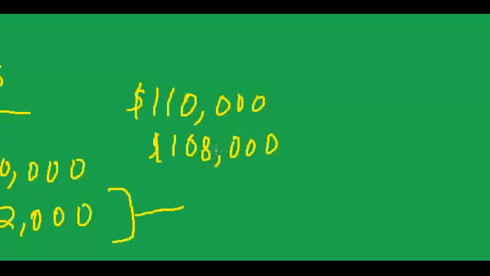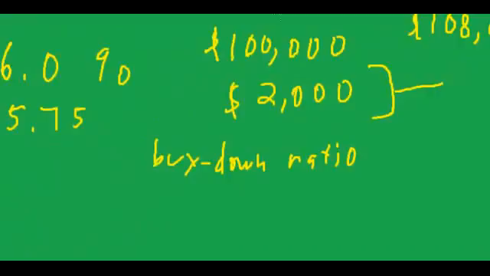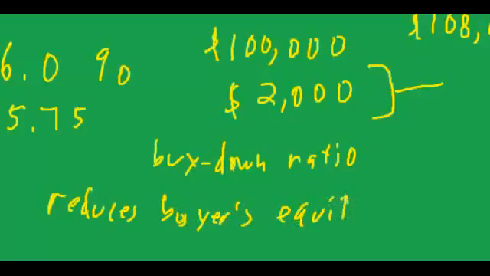So what the buy-down does is it reduces the borrower's equity, reduces the buyer's equity, because the actual market value of the house becomes below the initial price. So that's just another thing to stir in the pot.